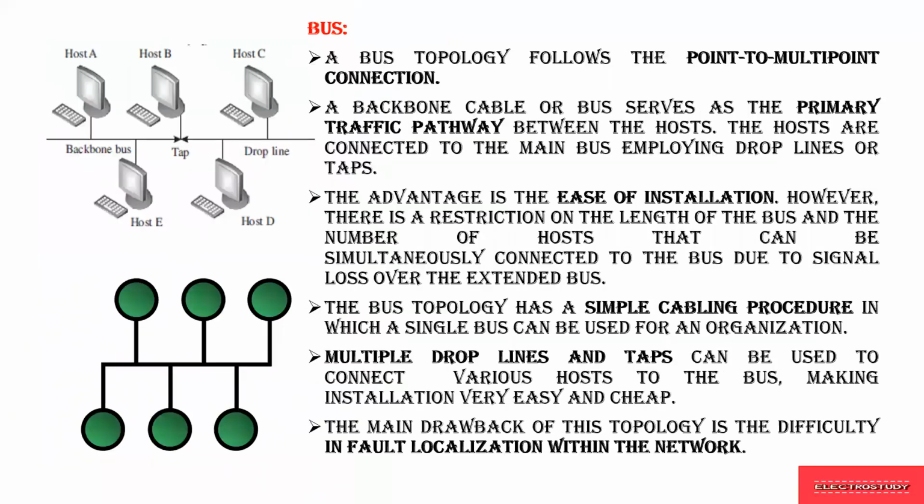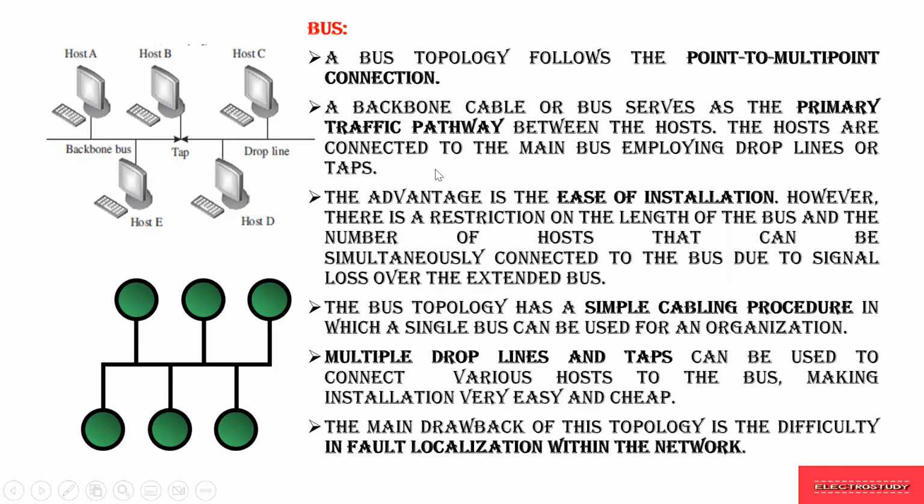Next, you will be seeing about bus topology. Bus topology is nothing but point to point, point to multi-point. See, from one point it is connected to different nodes, right? So it is a point to multi-point connection. It primarily takes the traffic pathway, that is, between each node it judges what the traffic is, and based on that it keeps on dropping the lines, right?